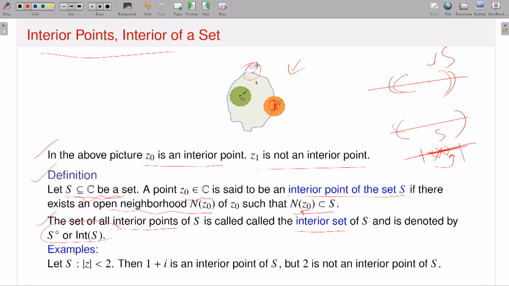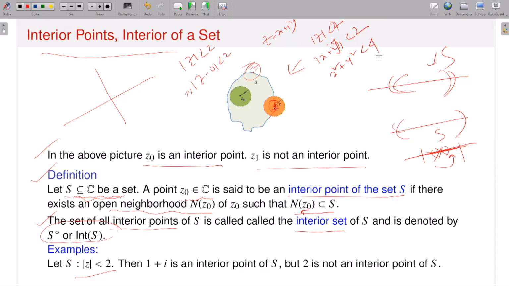For example, very specific. Take the set S equal to mod z less than 2. Now you can draw the picture. Come back to the complex plane. Mod z less than 2 means modulus of z minus 0 is less than 2. Writing z equal to x plus iy, that means modulus of x plus iy is less than 2. Take the square on both sides, so then this is x square plus y square less than 4.